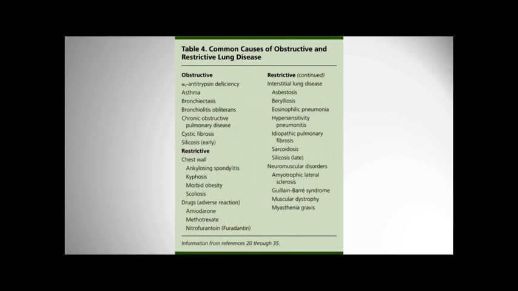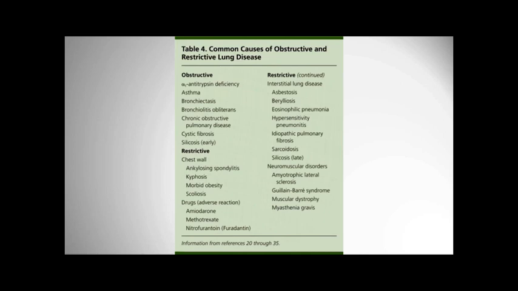This produces an obstructive pattern. We are going to study asthma. We are going to study bronchiectasis, bronchiolitis, COPD, cystic fibrosis. Okay, then we have many that produce restrictive disease.